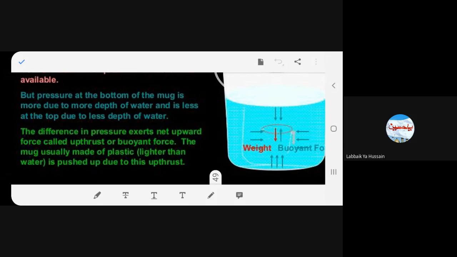You understand? So what are the differences that we are going to see? First, the difference between the weight and the buoyant force. If the weight is more than the buoyant force, the mug will sink. But if the weight is less than the buoyant force, the mug will float. Did you understand better?